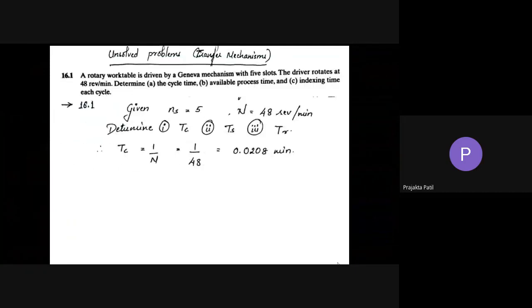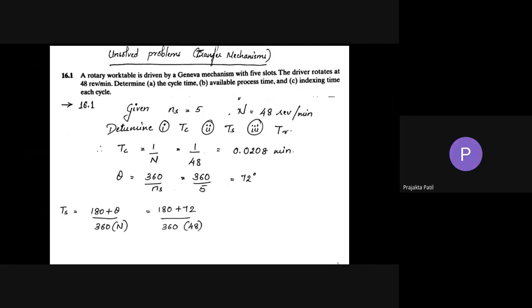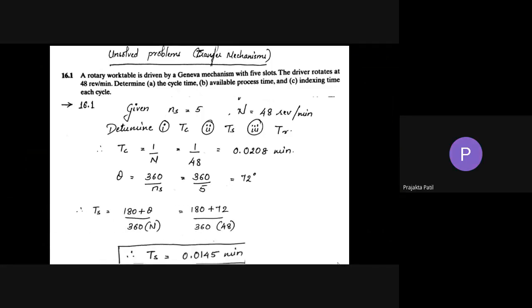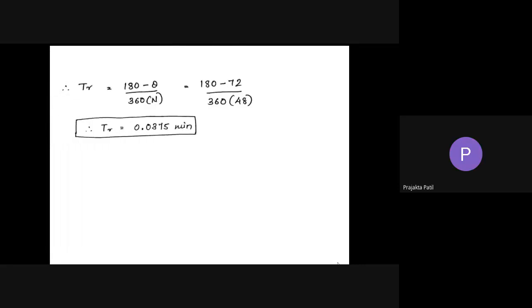Are you all getting the value correctly? Yes, ma'am. TS and TR. Theta is 72 degrees. TS is 0.0145. Yes, ma'am. Okay. And TR is 0.0375.